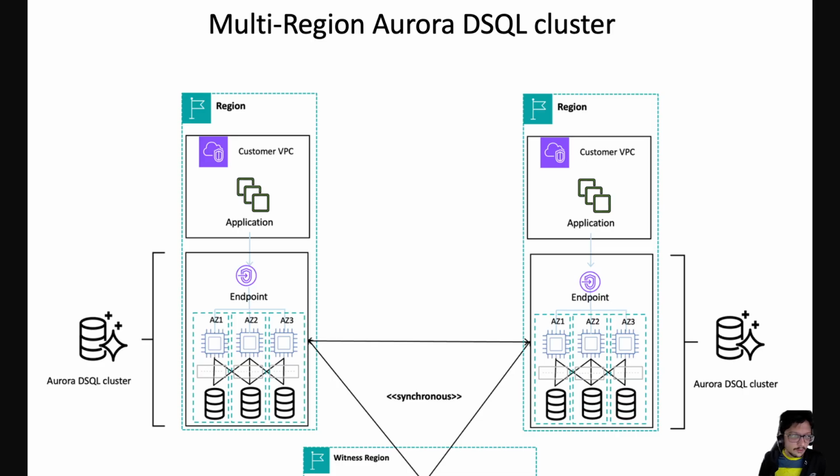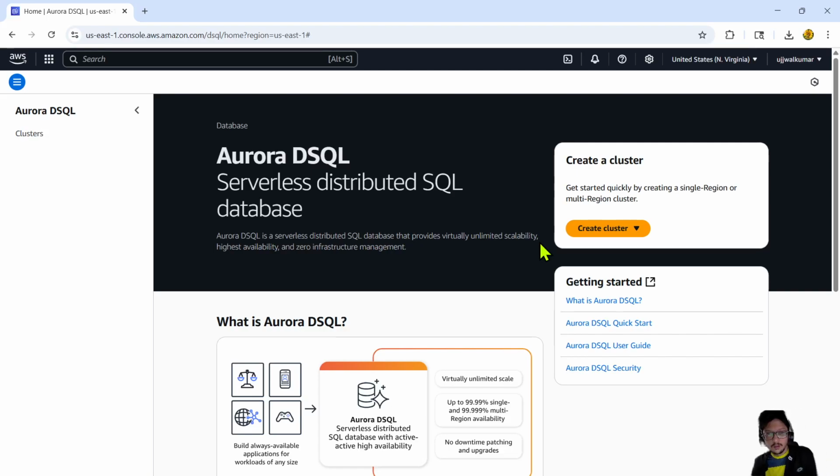Now we'll head over to the AWS console. We'll have a quick walkthrough of the hands-on demo. I'm logged into my AWS console, and I search for the Aurora DSQL service.